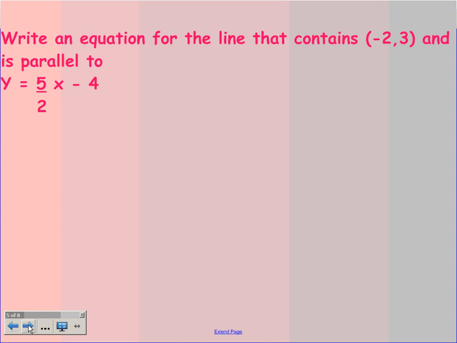Write an equation for the line that contains the point negative 2, 3, and is parallel to y is equal to 5/2 x minus 4. Whenever you're given a point, that is an indication that you're going to use point-slope form. So we know that is y minus y1 is equal to m times x minus x1.